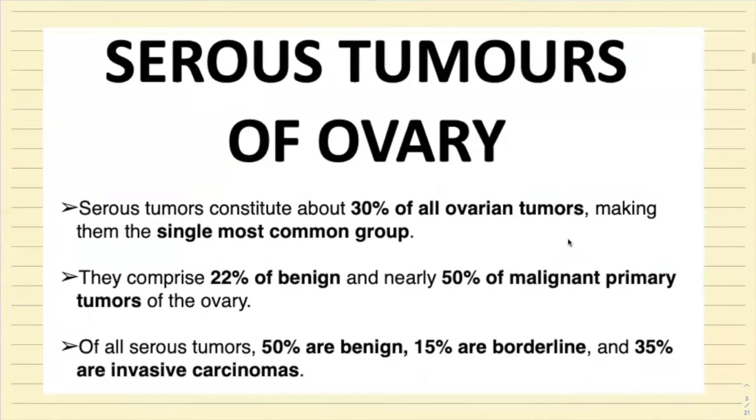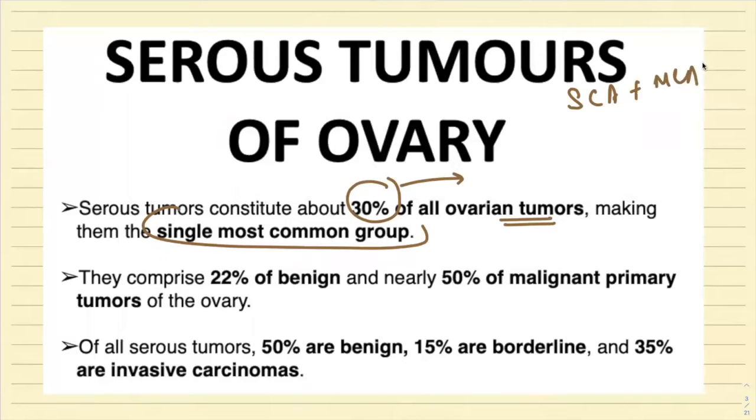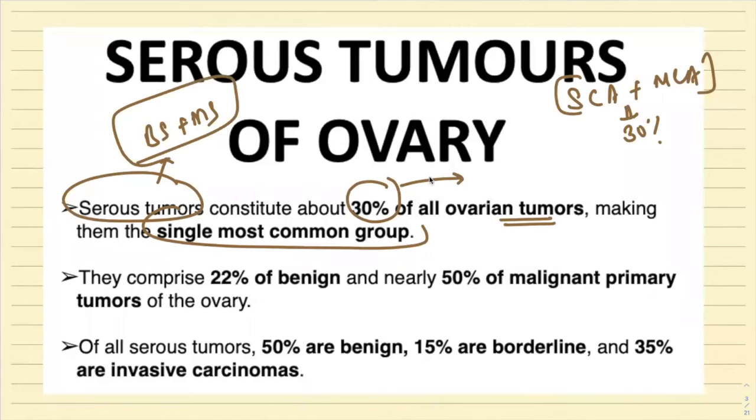Now, if you look at the serous tumors as a group, they constitute 30% of all the ovarian tumors, making them the single most common group. Remember, I told you serous cystadenoma plus mucinous cystadenoma, only the benign tumors, I had taken into account, and they were constituting 30%. But over here, the serous tumors means the benign serous plus the malignant serous tumor. Both of them constitute 30% of the entire ovarian tumor.